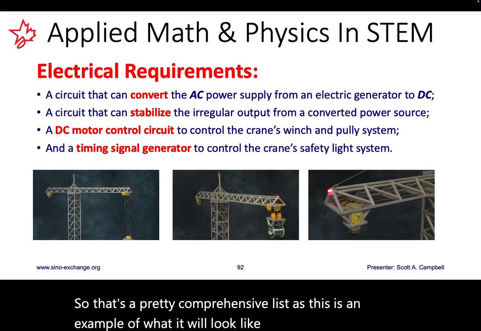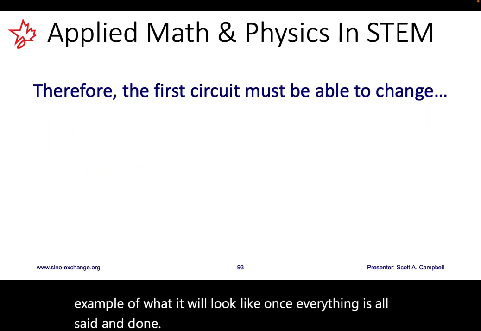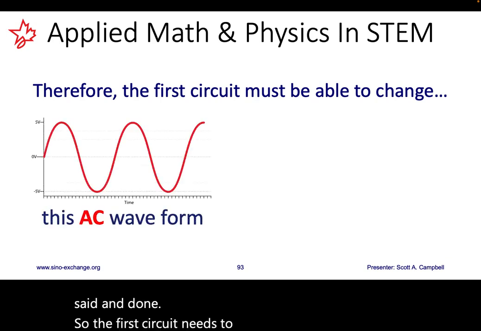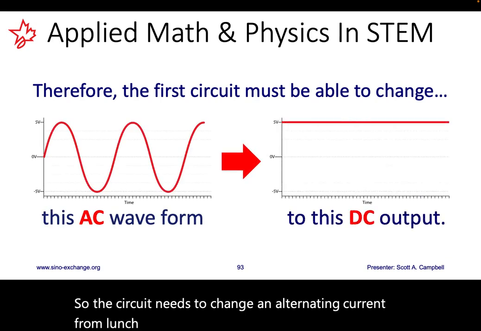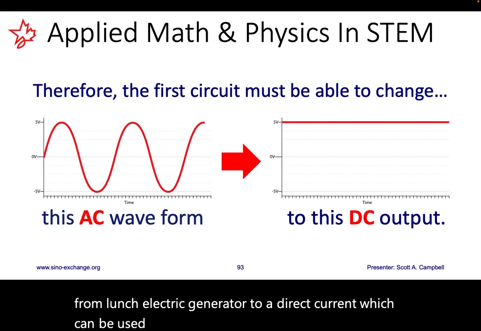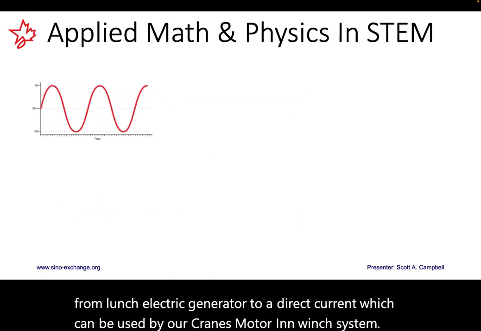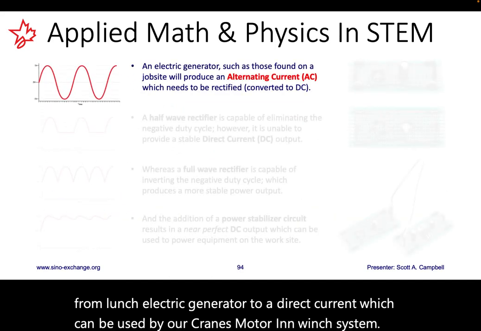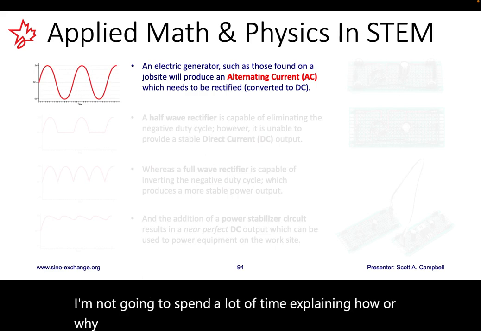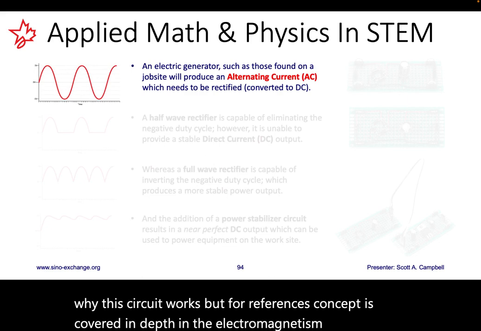So the first circuit needs to change an alternating current from an electric generator to a direct current, which can be used by our crane's motor and winch system. Now, I'm not going to spend a lot of time explaining how or why this circuit works, but for reference, this concept is covered in depth in the electromagnetism unit of the IGCSE physics curriculum.